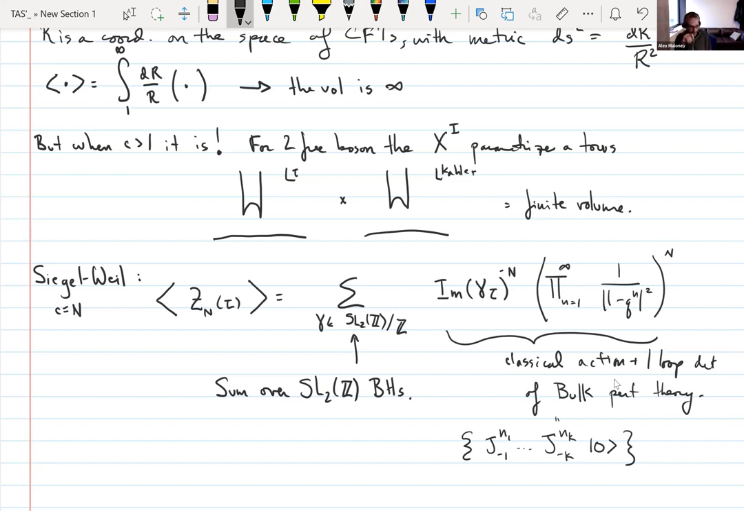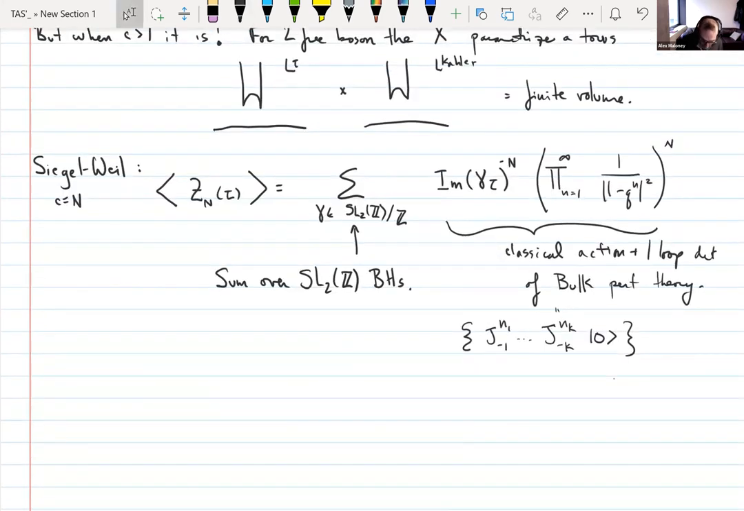Let me just end with a couple of comments, which is that this actually works not just for the torus, but for any Riemann surface.